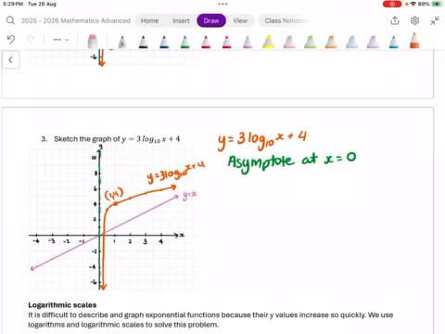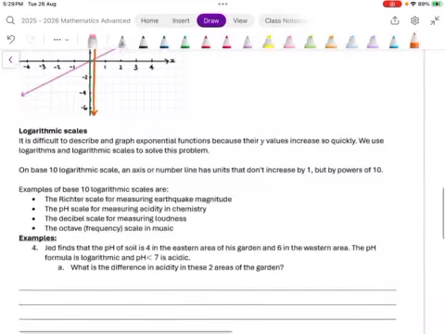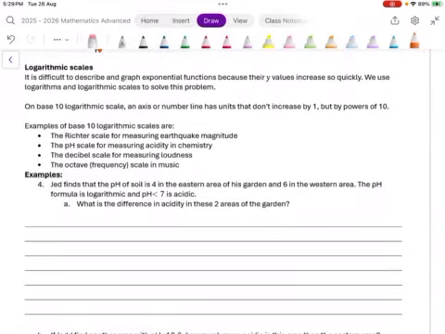The last thing I need to talk to you about is logarithmic scales. It is difficult to describe and graph exponential functions because their y values increase so quickly. We use logarithms and logarithmic scales to solve this problem. On a base 10 logarithmic scale, an axis or number line has units that don't increase by 1, but by powers of 10. Examples of base 10 logarithmic scales are the Richter scale for measuring earthquake magnitude, the pH scale for measuring acidity in chemistry, the decibel scale for measuring loudness, and the octave scale, which is the frequency scale in music.